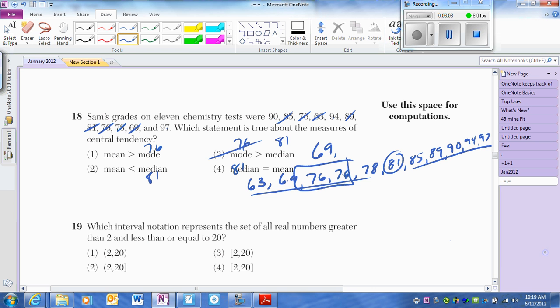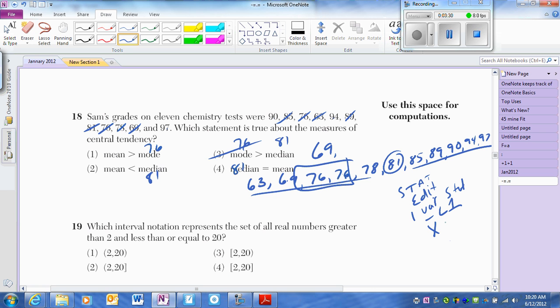So, just as a fun way to do this, you could hit the stat button and then go edit and type these into your list. Do 1 var stats L1, and it will tell you the X bar is average. Or you can just add them up and divide.